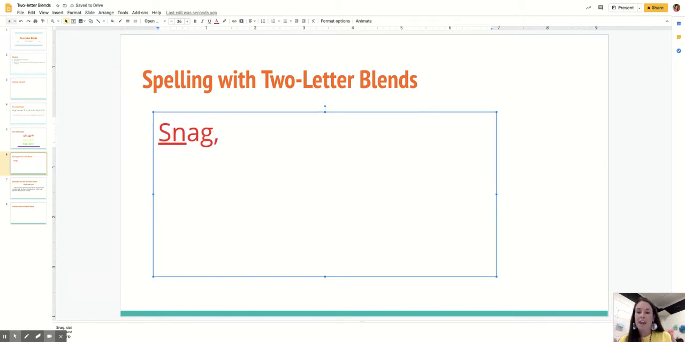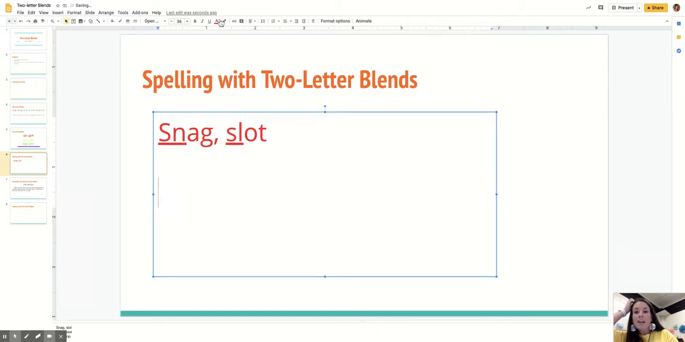Now, my next word is the word slot. Slot. I know that's the SL blend. O, the O vowel, and T, slot. The SL blend is at the beginning of the word. I'm going to underline it.